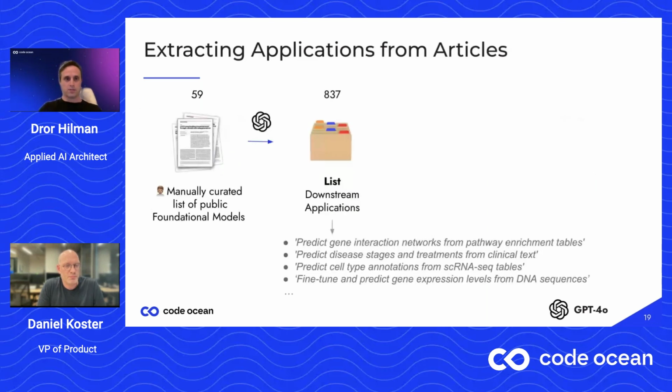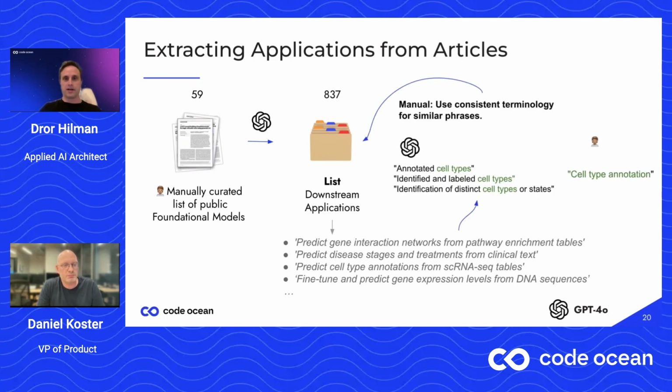Okay, so then you can take these 59 and take the summary that you get from each one of them using the previous stage, and you put it through ChatGPT and ask it with a very long and complicated prompt to basically get you all the downstream applications. And it says that in a specific paper, it finds things like predict gene interaction network from pathway enrichment tables. And we get more than 1,000 of these.